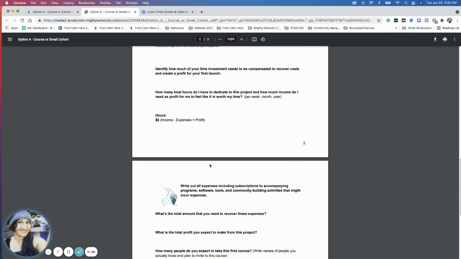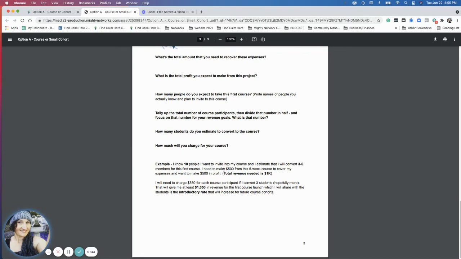And then also what income you expect to have. There's an example all the way at the bottom I just want to highlight. It goes, I know 10 people I want to invite into my course or cohort. I estimate that I'll convert about 3 to 5 of those people for the first course. I need to make $500 for the first 5-week course to cover my expenses, and I want to make $500 in profit. So that means a total of at least $1,000 would be coming from this first launch. Therefore, I need to charge $350 for each course participant if I convert 3. And that would be an introductory first-time rate. Let me know if you have questions.